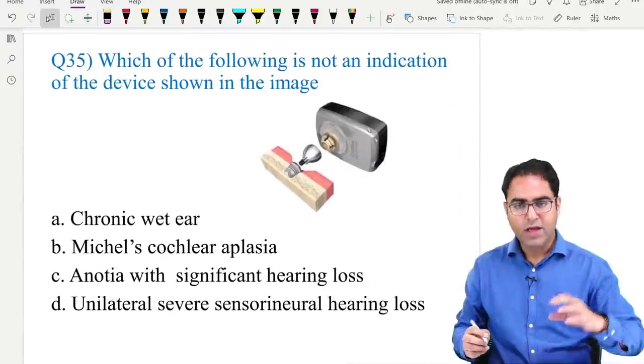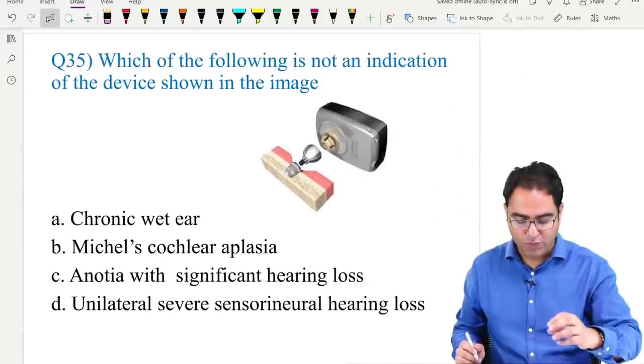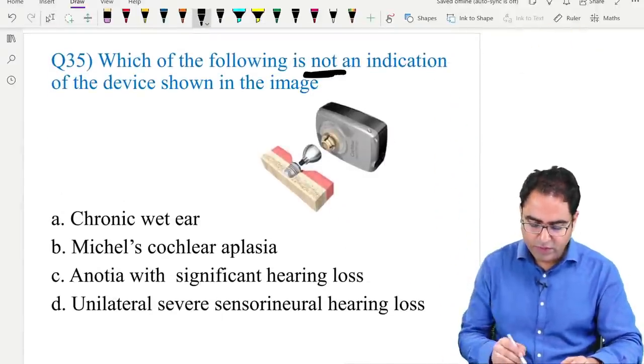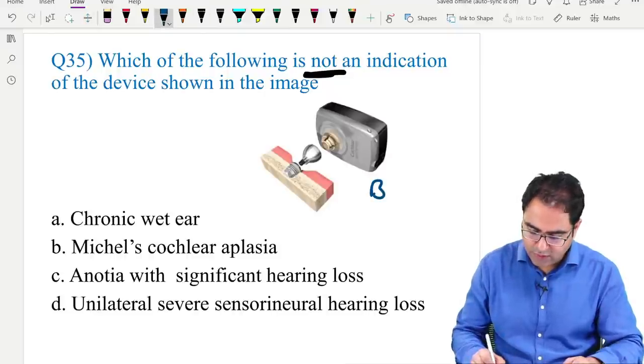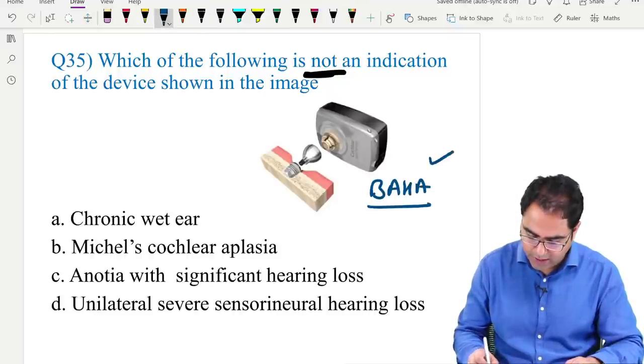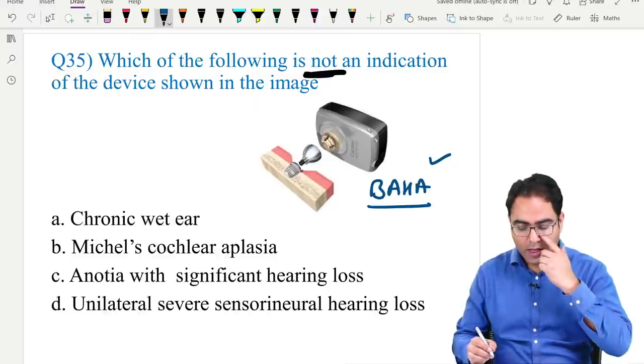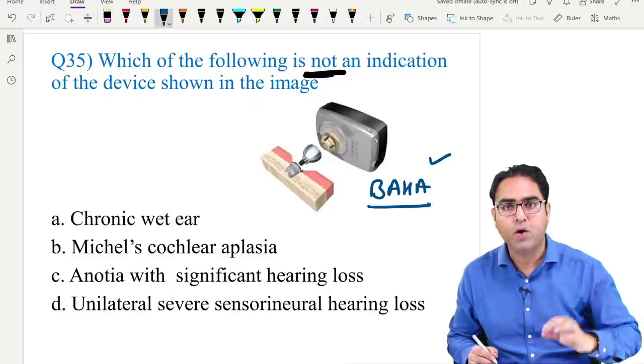Next question. Which of the following is not an indication of the device shown in the picture? First of all, what is this? This is BAHA, bone anchored hearing aid. Bone anchored hearing aid, you just anchor the hearing aid onto the skull bone.